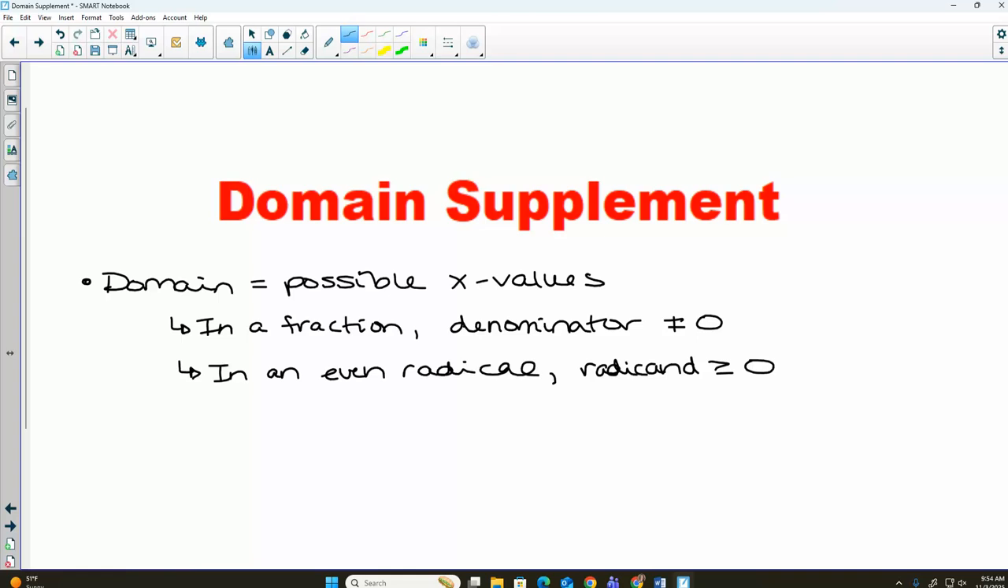So these are the two things we have to worry about. If it's a fraction, the bottom of the fraction can't be 0. If it's an even radical, whatever's underneath has to be positive. Beyond that, our domain is everything. Negative infinity to infinity. Okay, so let's take a look at one.